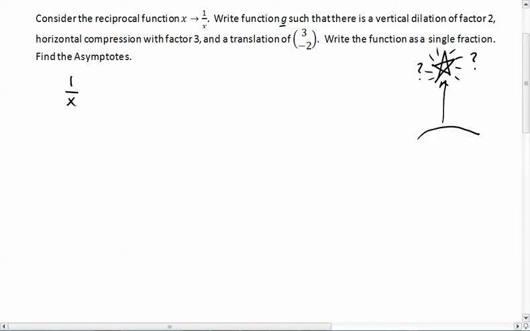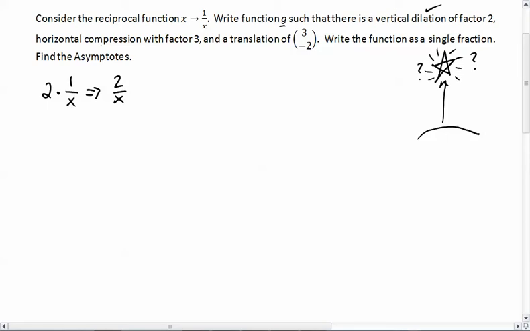First, let's consider the vertical dilation. If I want it to have a vertical dilation, so that's vertical, which means it has to be done on the outside of the function. If I want it to have a factor of 2, that means the function as a whole needs to be multiplied by 2. So I'm going to multiply by 2, which is going to turn it into 2 over x. Okay, so we've got the vertical dilation done.